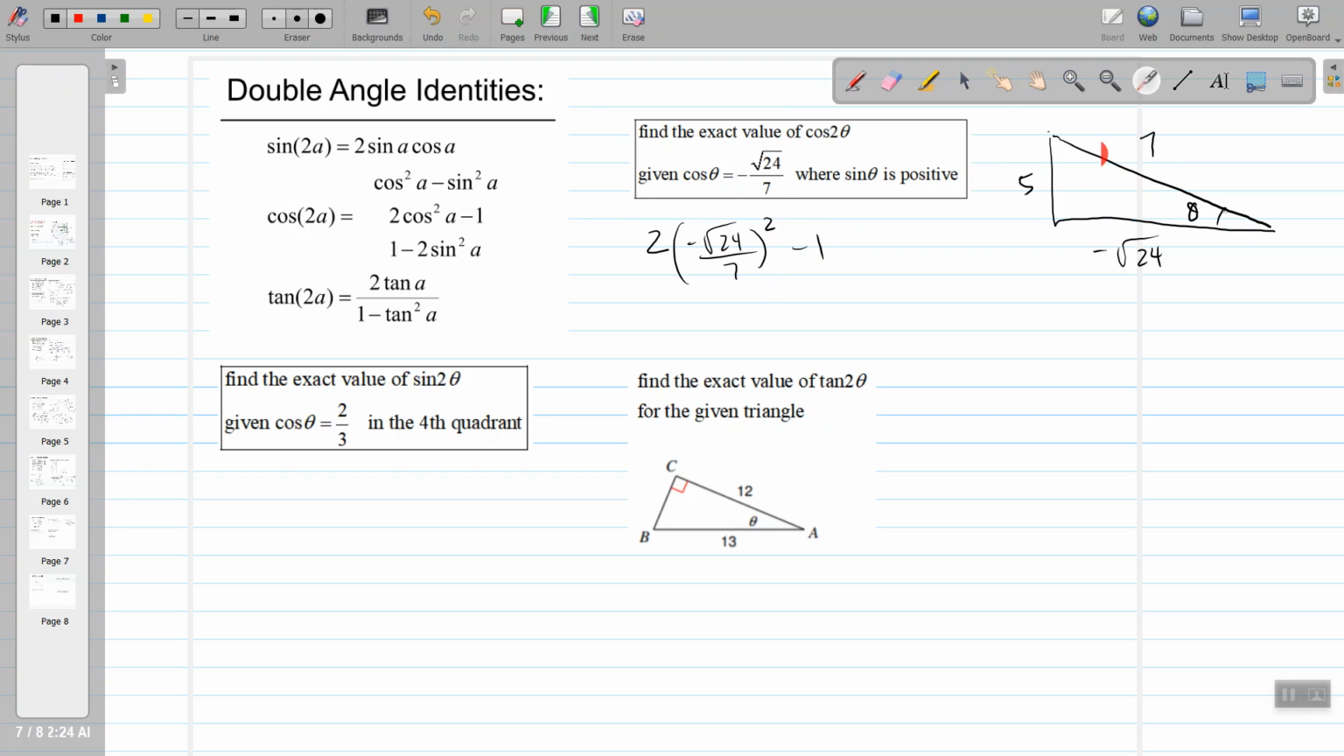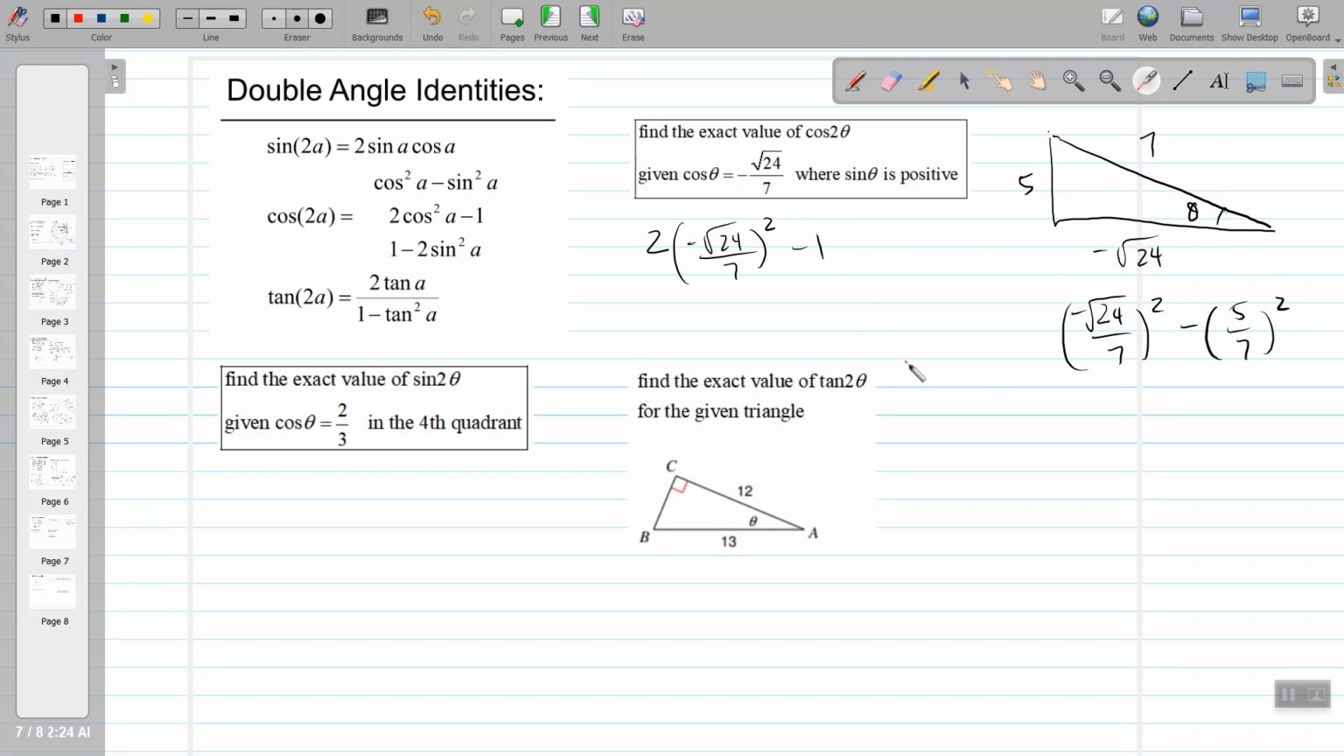But since I found this, if I wanted to, I could also use this top one or this bottom one as well. So let me just show you real quickly what it would have looked like if you used this one or this one. If we use the top one, it would have been cosine squared minus sine squared. The cosine we already know was negative rad 24 over 7 squared. And then minus sine squared in this case would have been 5 over 7, so 5 over 7 squared. If you had done the calculations for this, it should end up giving you the same as this guy over here.